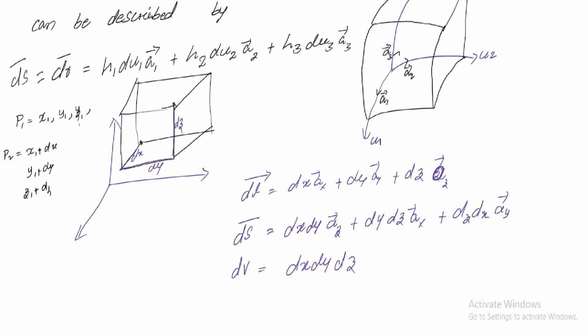So I'll substitute the three integrals. Phi is from 0 to 2 pi, theta is from 0 to pi, and r is from 0 to a. That is, r square sine theta dr d theta d phi.